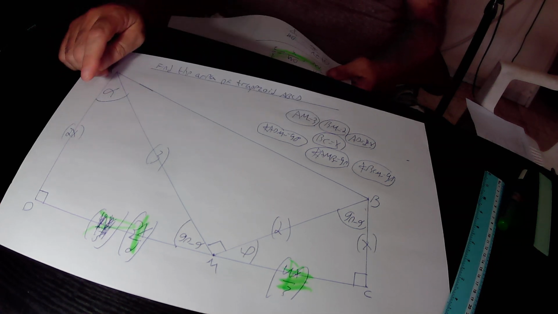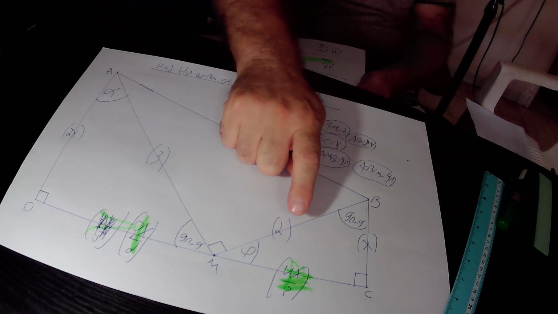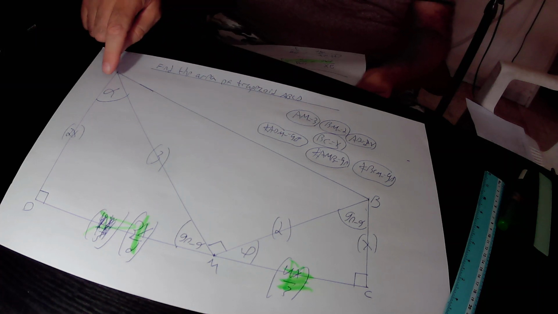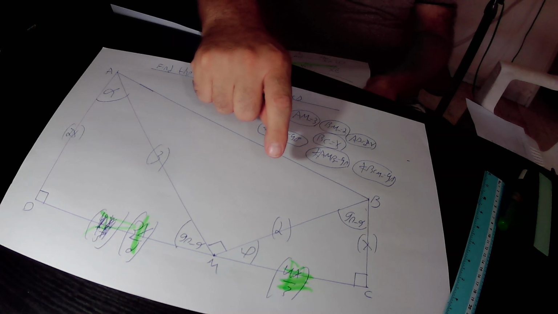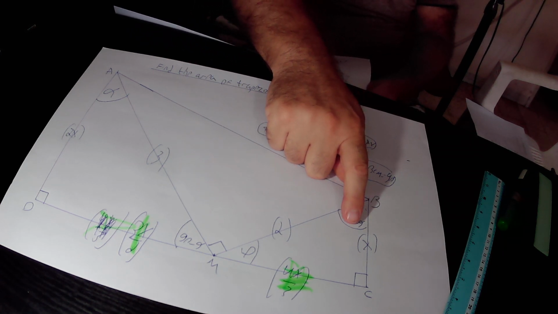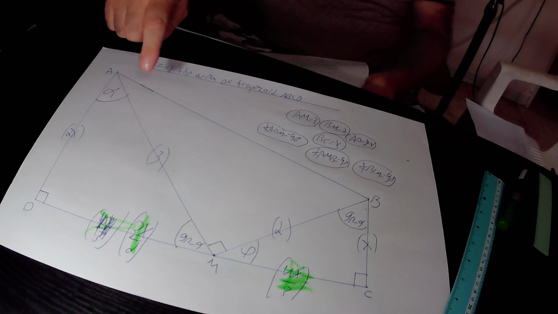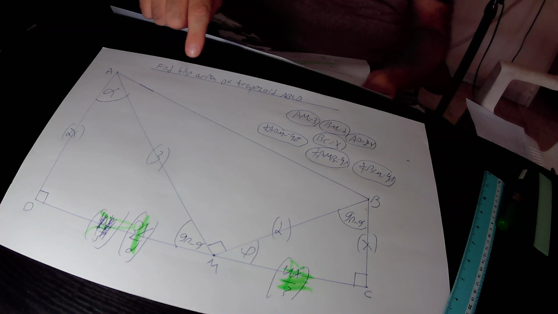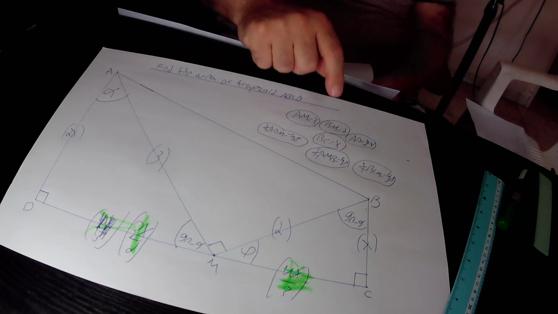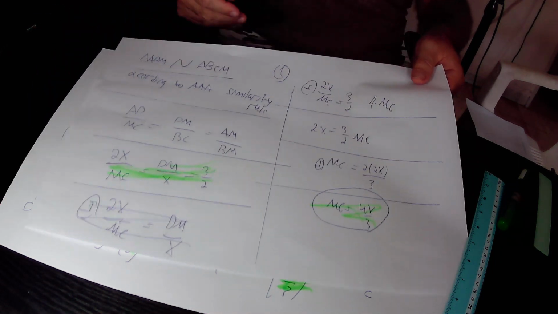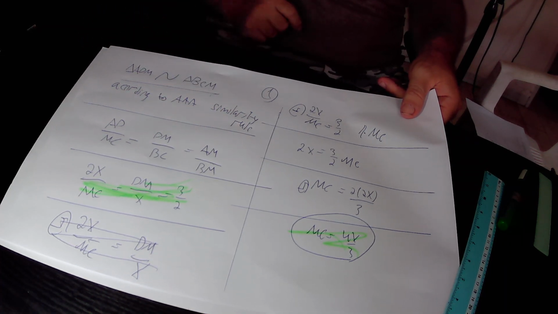Side AD of this right big triangle ADM over side MC of this right small triangle BCM is equal to side DM of this right big triangle ADM over side BC of this right small triangle BCM. And also side AM of this right big triangle ADM over side BM of this small right triangle BCM. And again, we derive that AD over MC equals DM over BC equals AM over BM.